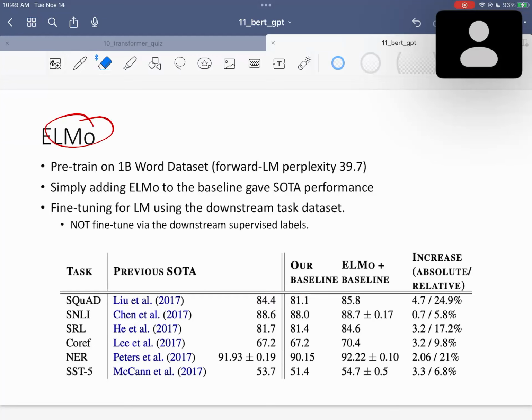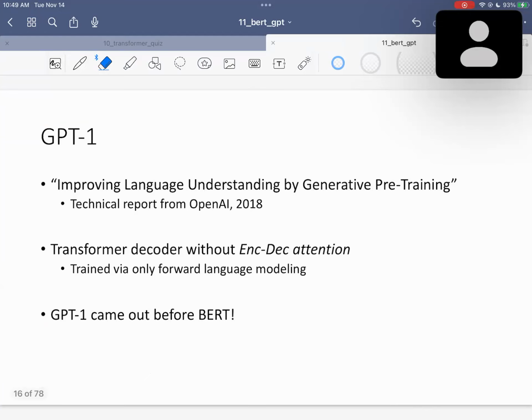All right, I'm gonna move on then. Right, so that was ELMo. ELMo was the first work that proposed contextualized word embedding. And right after, I'm not sure how right after, but this all happened within a year or so, after ELMo, GPT-1 came out.